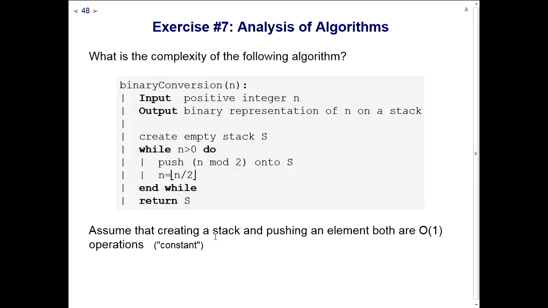Assuming that creating a stack and pushing an element both are constant operations, and with the implementations that we have, obviously, they don't depend on the size of the stack. What is the complexity of this algorithm in terms of the number n itself?